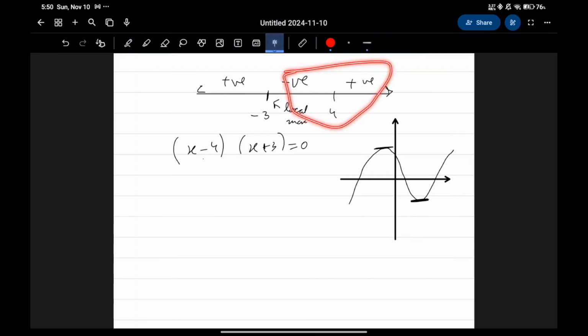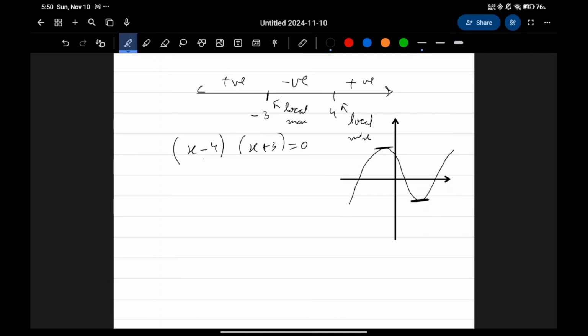Over here, when we look at this value, first it decreases and then it increases, going like this. So this would be a local minimum. Local min and local max is basically when the graph reaches a certain maximum point and changes its direction. Okay, so this was the local min and local max.